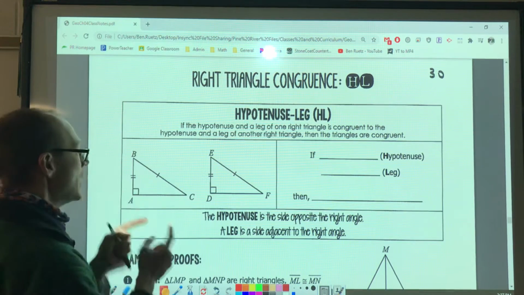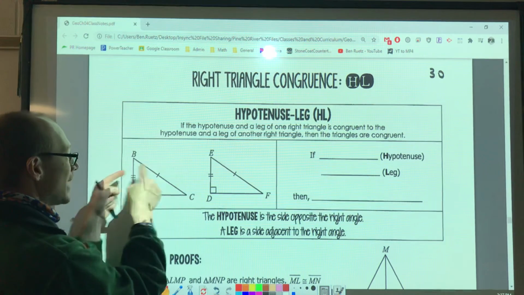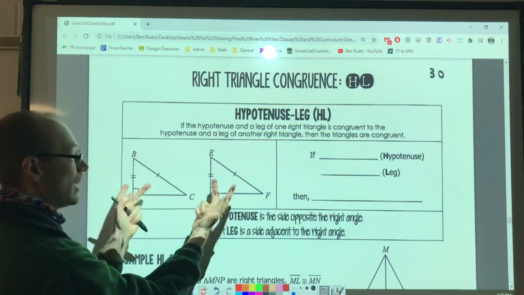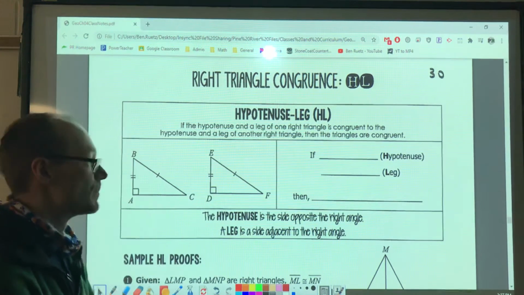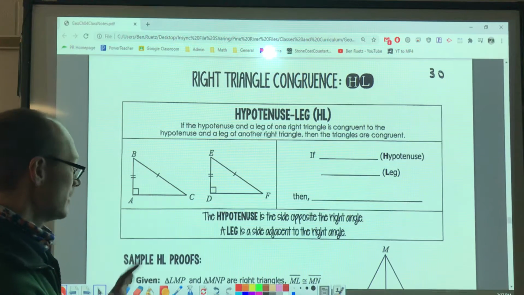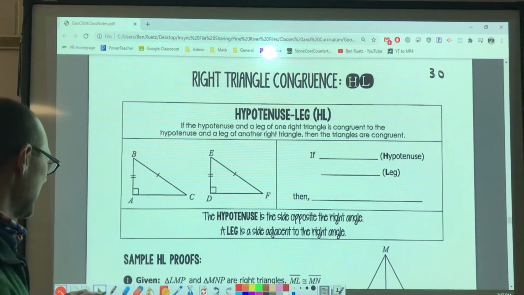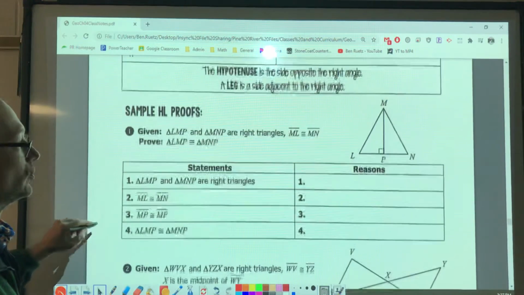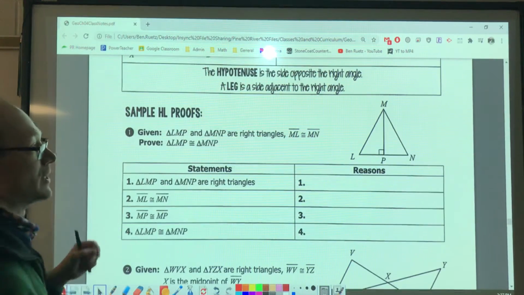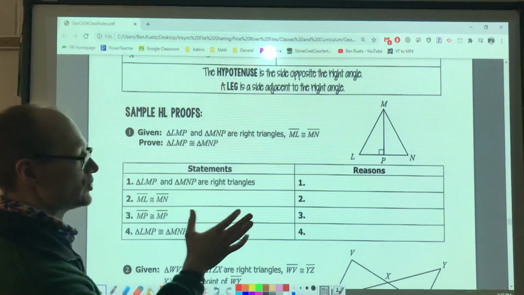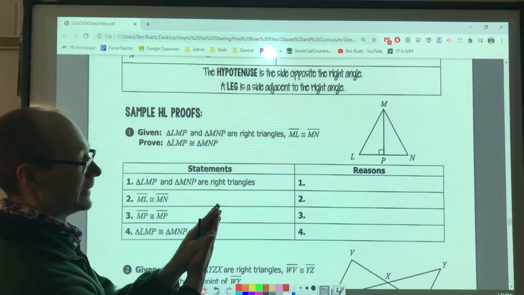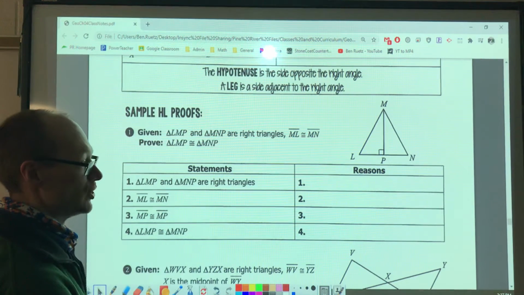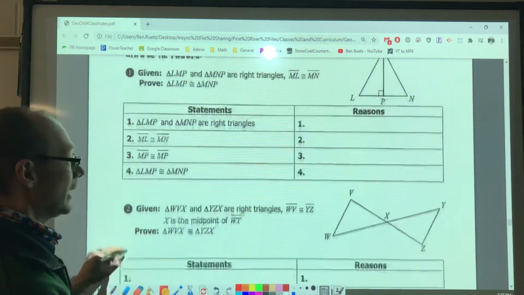It wouldn't matter. So the only time an angle side side works is if it's a right triangle, and because it's a right triangle, Pythagorean theorem works. Okay? So that's how these go. And in many cases, the proofs are much simpler, much shorter. All you have to do is once you know that you have a hypotenuse and a leg that match, and because you can verify that it's a right triangle, you can just use hypotenuse leg.